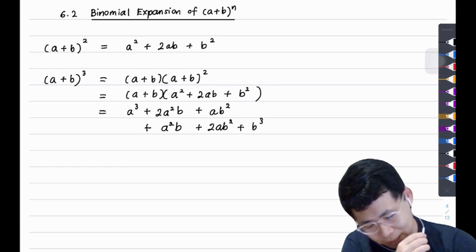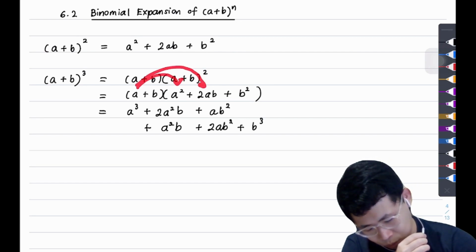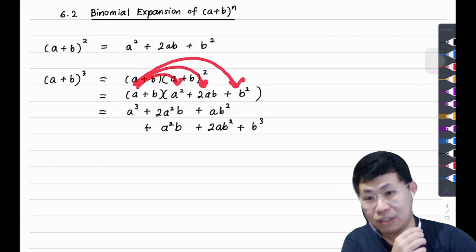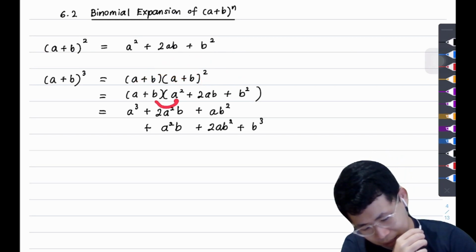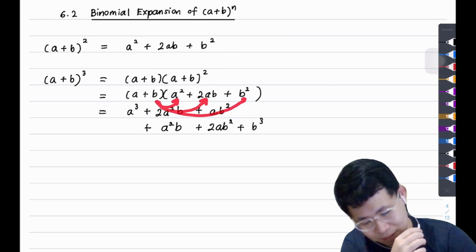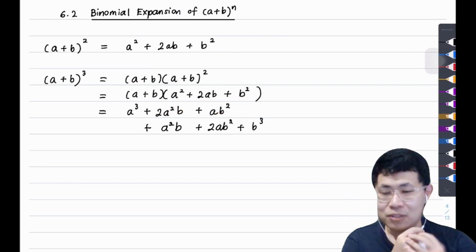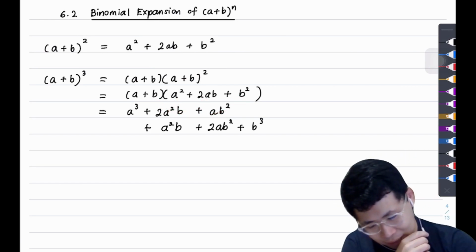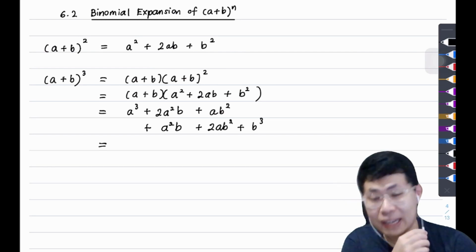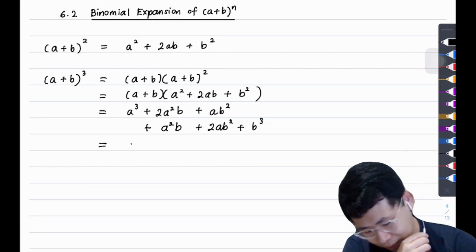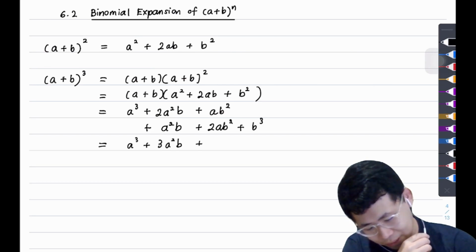What I'm doing is like what we did in Sec 2. Remember the rainbow method? For the b, I'm going to expand like this and multiply. So let's add them together. I'm arranging them in terms of like terms so that it's easier to add. I have an a cubed over here. 2 of this plus 1 of this, I get a 3. Then I have another 3ab squared plus b cubed.